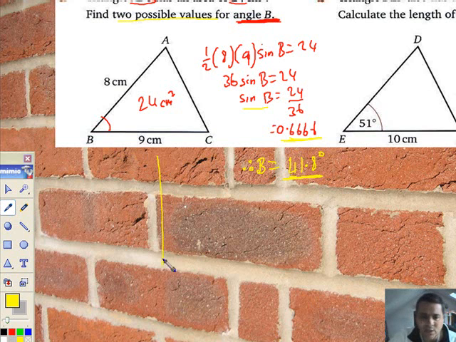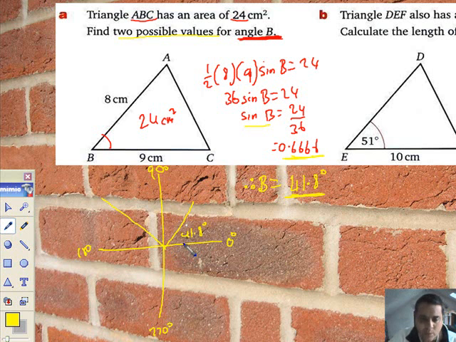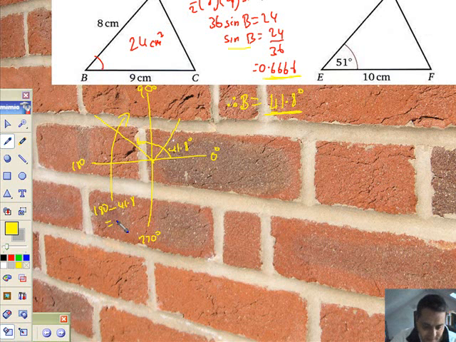Please note there are two possible values for angle B. You may recall that in the second quadrant, remember this sort of thing? Let's have a look. 0 degrees, 90 degrees, 180 degrees, 270 degrees. If that's 41.8 degrees, we have another angle here which is going to be 180 take away 41.8, and we've got ourselves 138.2 degrees, and these are our two answers.